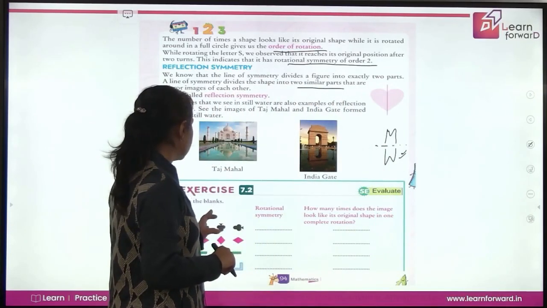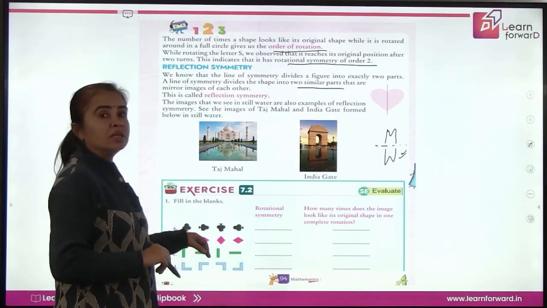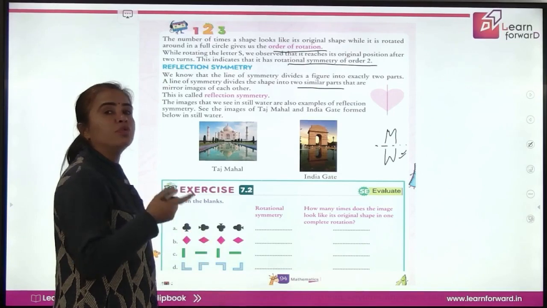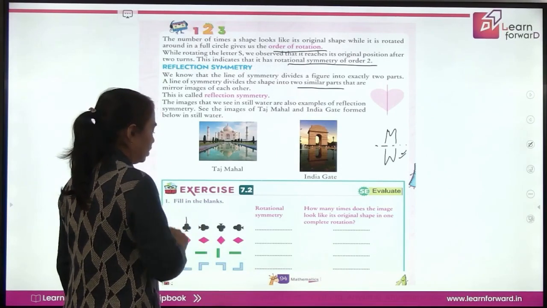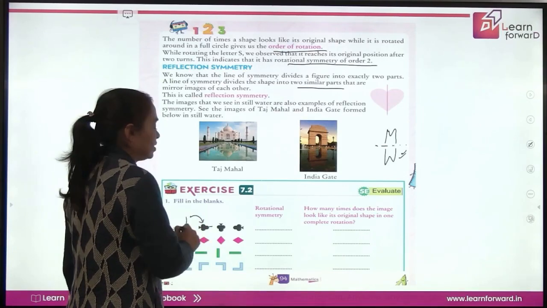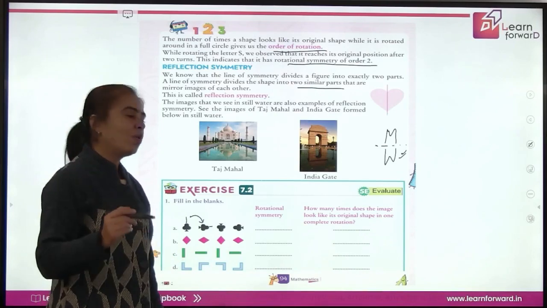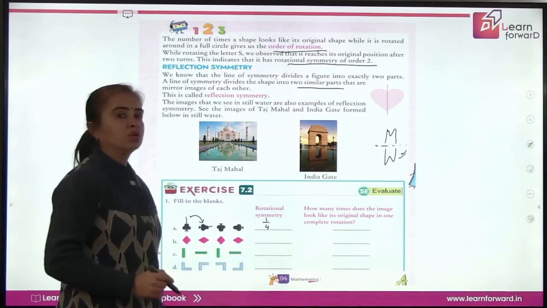You have an exercise here, fill in the blanks. So what do you see here? This picture is moving, right? So how is it moving? Look at the top. Where has it gone now? That means to the right, how much turn has it taken? Quarter turn. So this rotational symmetry is 1/4 rotation.